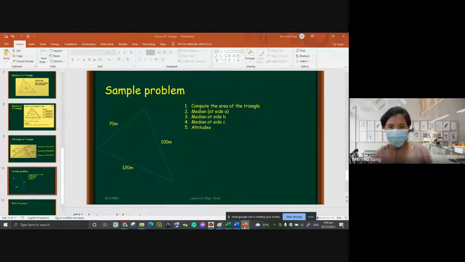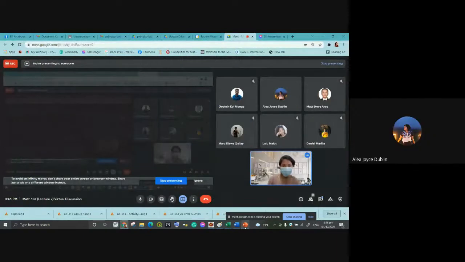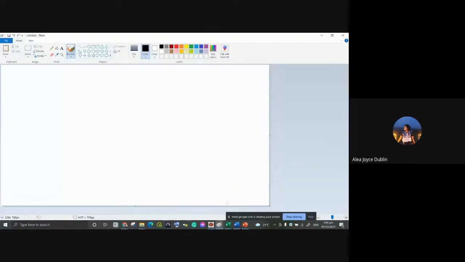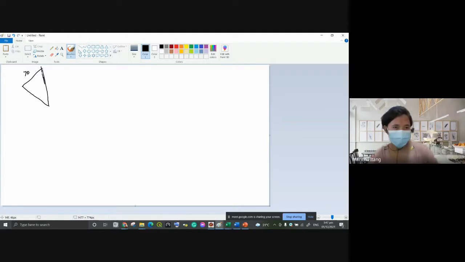Area of the triangle. The formula we will be using is the one with the three sides available. First, we will get the semi-perimeter. The sum of all 3 sides is 290, divided by 2 is equal to 145. This is 70 meters, this is 100, and this is 120.